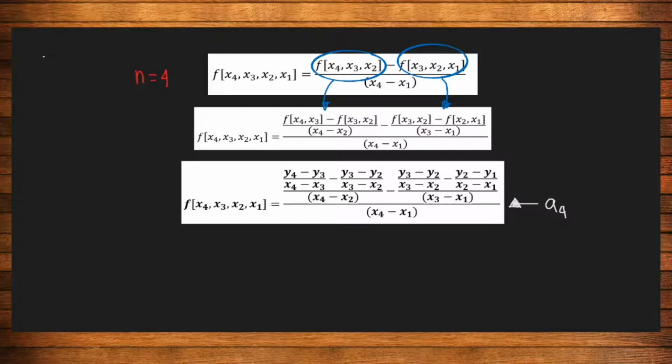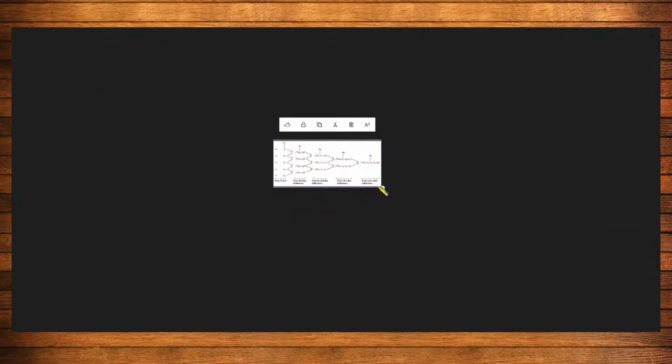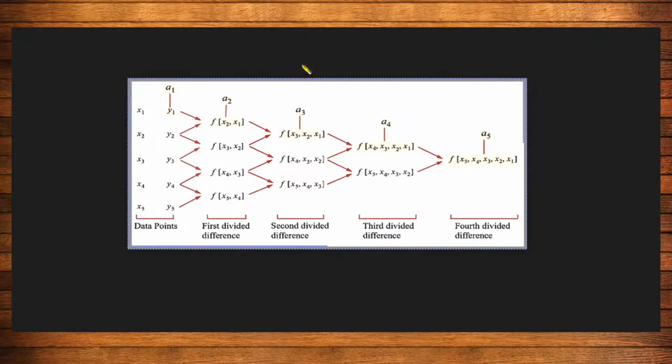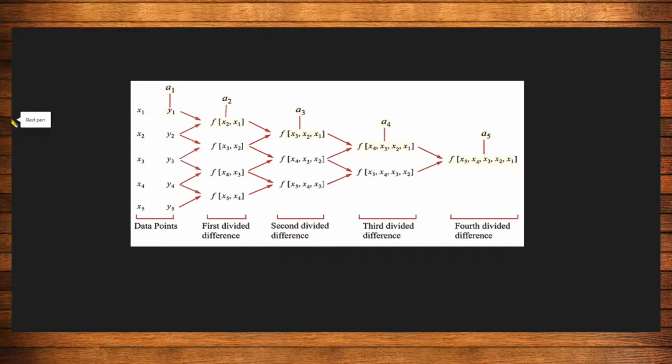Again, to make it easier, we are going to use the table of divided differences. So for example, for 5 data points, yung table of divided differences natin will look like this. So ito yung magiging values ng mga coefficients natin. So again, for n equal to 5 data points, we have 5 coefficients din. So, paano ba gawin itong table na to?